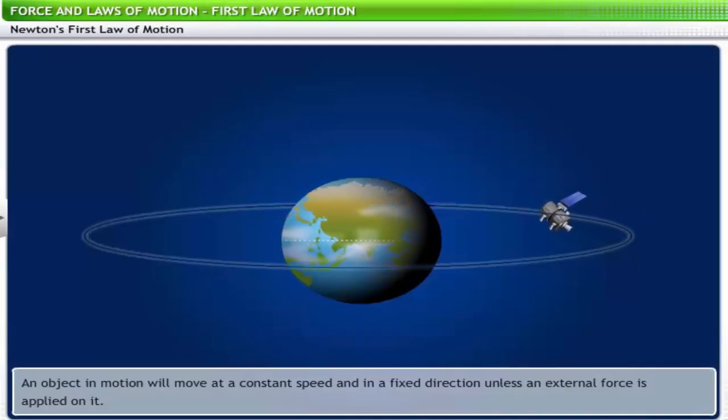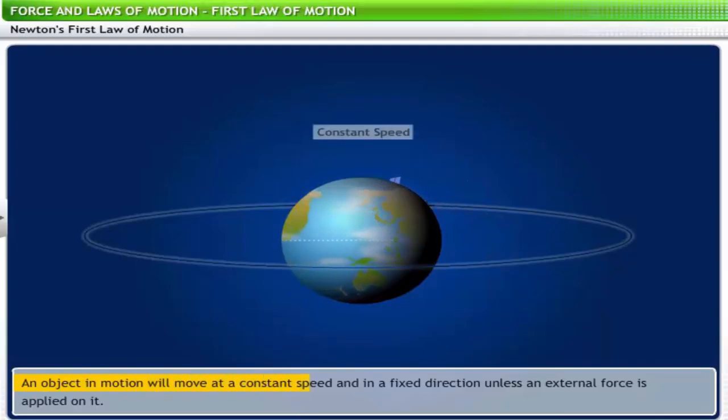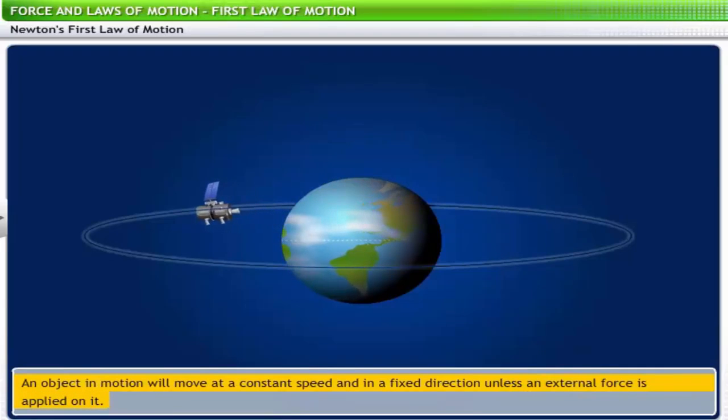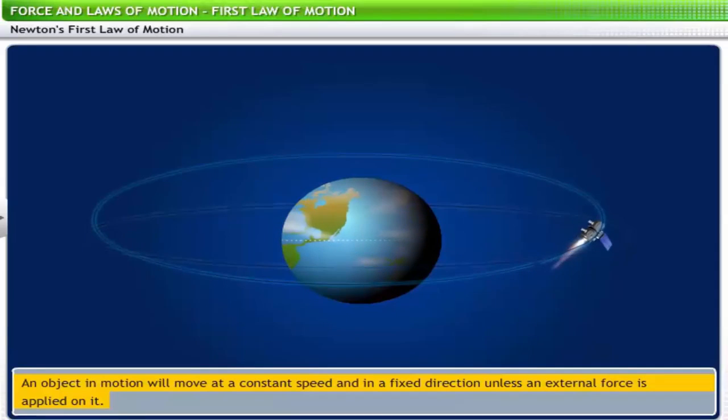The second aspect relates to a moving object. An object in motion will move at a constant speed and in a fixed direction, unless an external force is applied on it. Consider an artificial satellite revolving around the Earth. It moves with a constant speed and in a fixed orbit. The orbit of the satellite will not change on its own. In case the satellite is required to change its orbit, booster rockets are fired up to exert force on the satellite. This changes the speed and direction of the satellite.